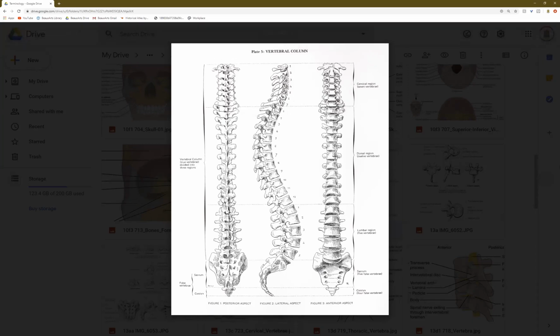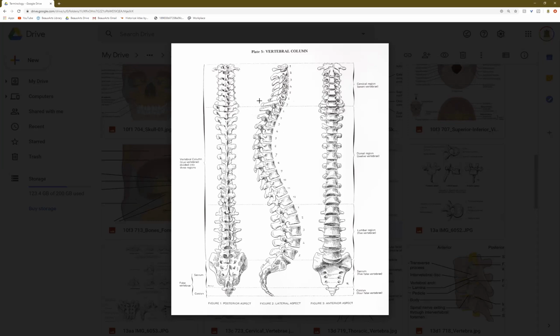The dorsal region, sometimes called the thoracic region, would be those vertebrae that articulate with the ribs or with the thorax. And the lumbar region has 5. So there are 7 cervical vertebrae, 12 thoracic vertebrae, and 5 lumbar vertebrae, each important numbers. In the lateral view, this middle diagram, each one is numbered. So it'll be important to know how many of each section.